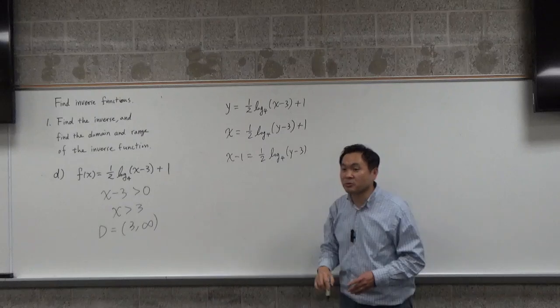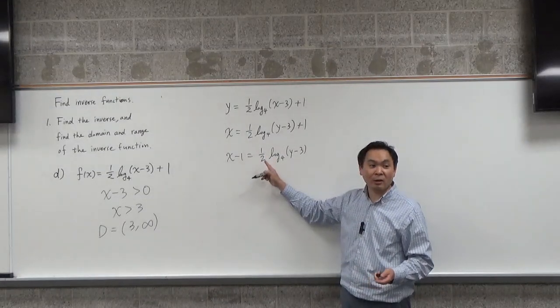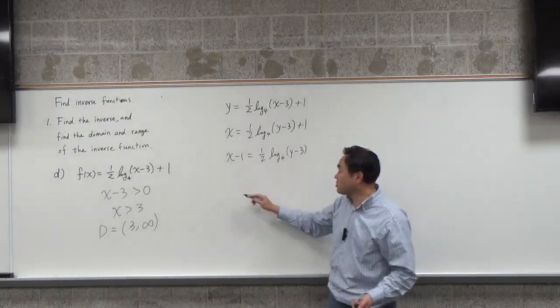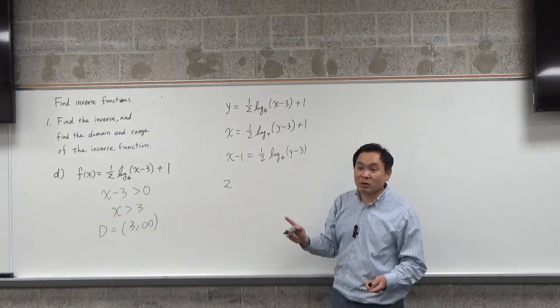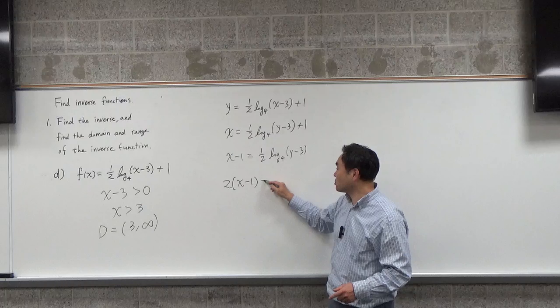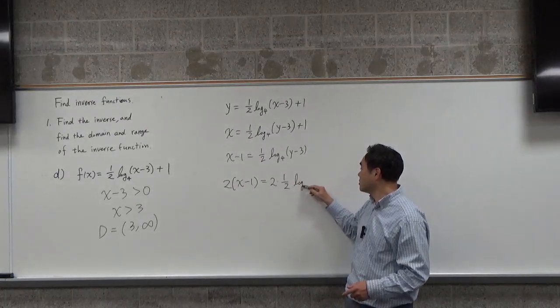Okay, now what goes away next? 2. 1/2, yeah. How do you get rid of 1/2? Multiply both sides by the reciprocal, which is 2. Don't divide by 1/2. That just makes it harder. It's easier to multiply by the reciprocal. So we multiply both sides by 2.